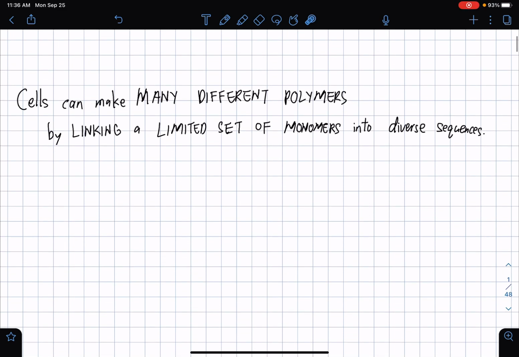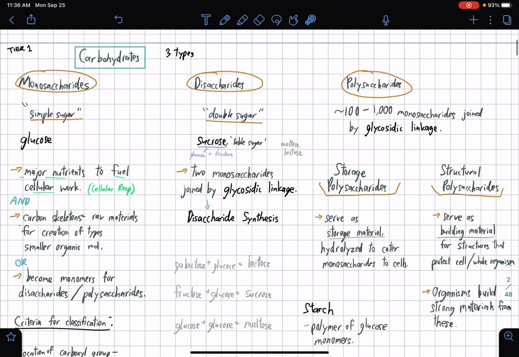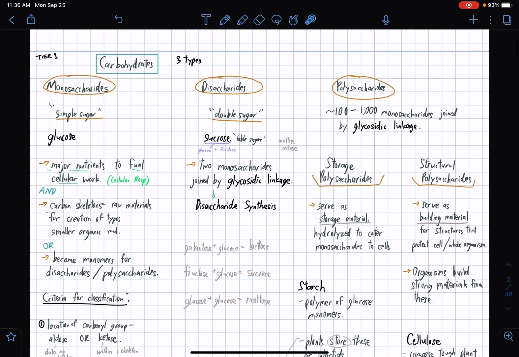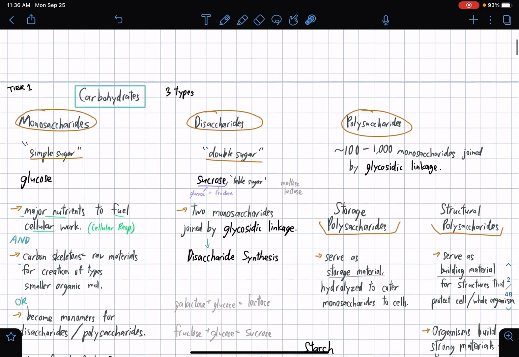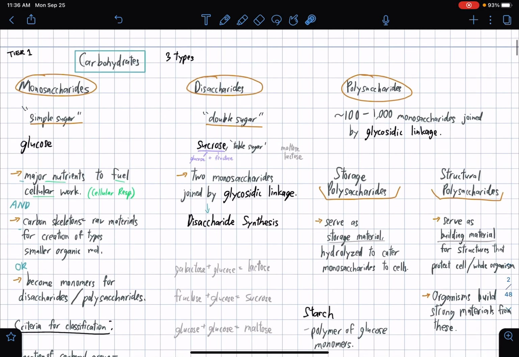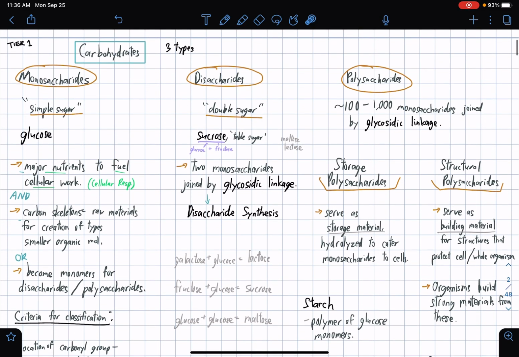So cells can make many different polymers by linking a limited set of monomers into diverse sequences. So this is basically, I hope to say that it's a flowchart, but it doesn't look like much. But for carbohydrates, there are three types: monosaccharides, disaccharides, and polysaccharides.